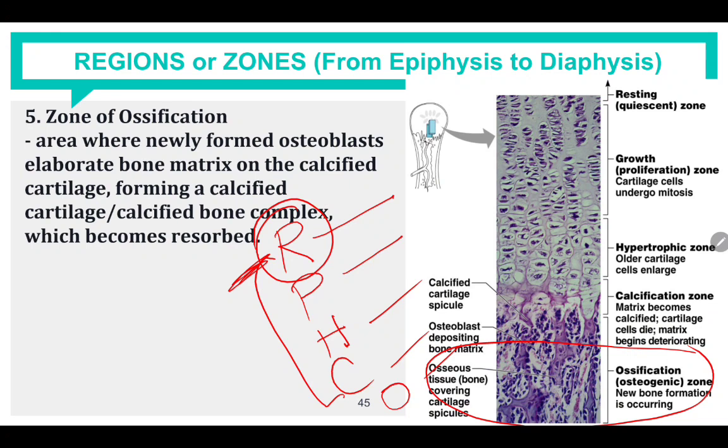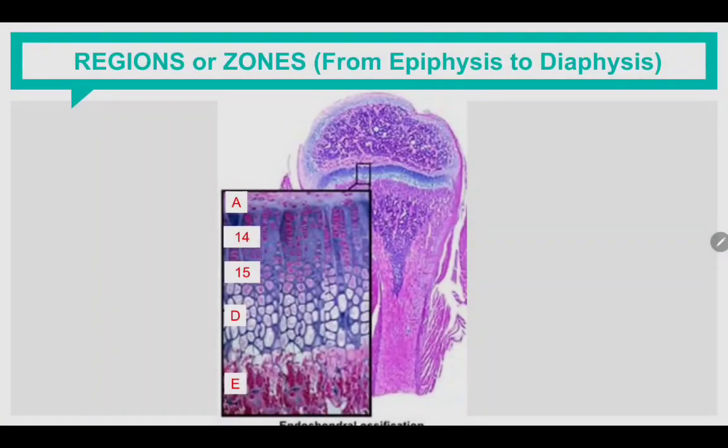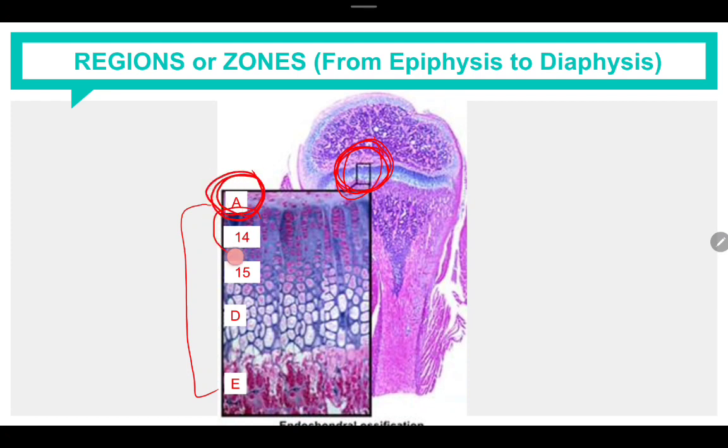Pag binigyan ka ng picture, ano ba yan? Anong itsura niya under the microscope? Ito yung itsura niya under the microscope. Okay? So, ito silang lahat guys, yung buong siya is dito yan sa maliit na area na to. When we zoom in, you can see the ating reserve zone. We also have the proliferation zone, the hypertrophic zone.